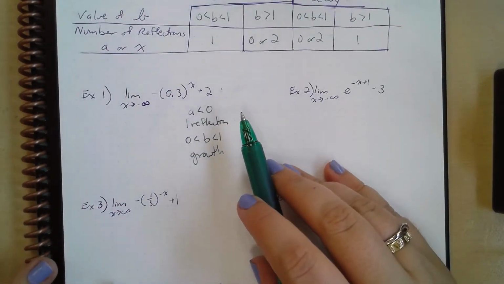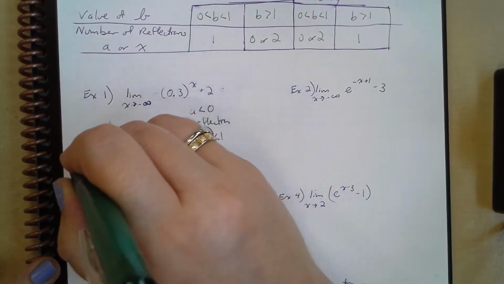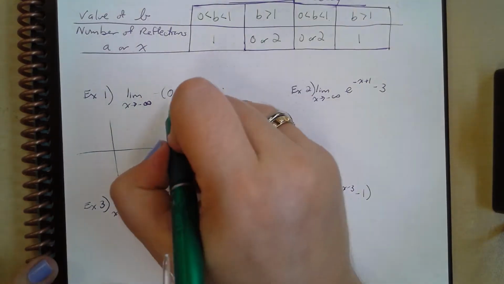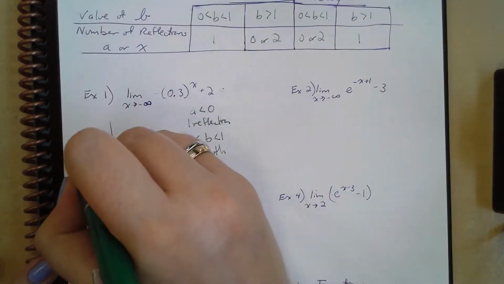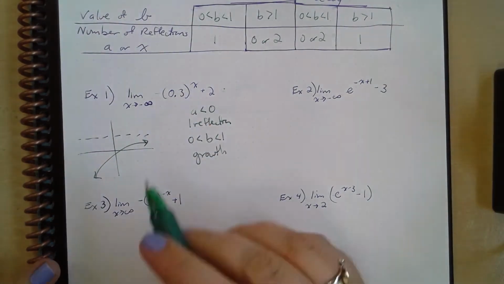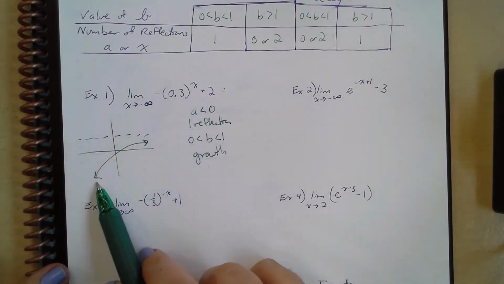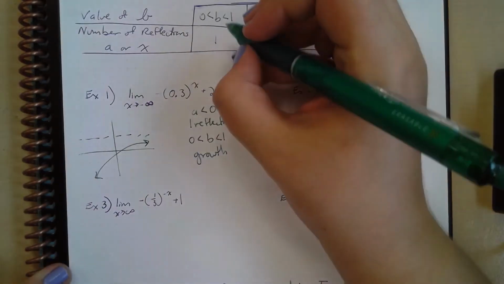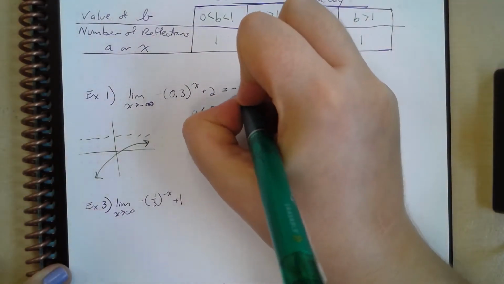So I can kind of roughly draw this. Y is equal to 2. Here's my intercept, so this is going to look something kind of like this. So now I can find my limit. As we're going towards negative infinity, what's happening? Well, we're going towards negative infinity.